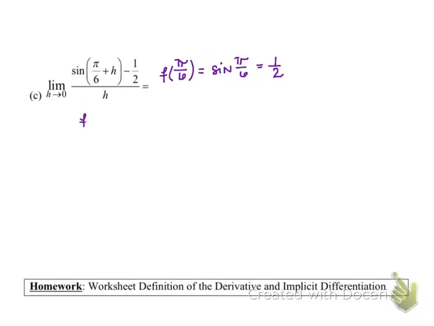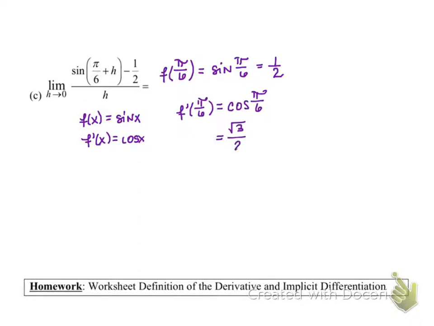So if f of x is sine of x, then f prime of x is the cosine of x, and f prime of pi over 6 is simply the cosine of pi over 6, which is the square root of 3 over 2.